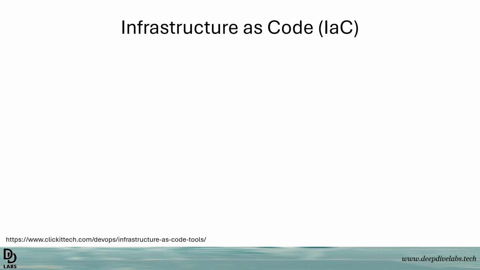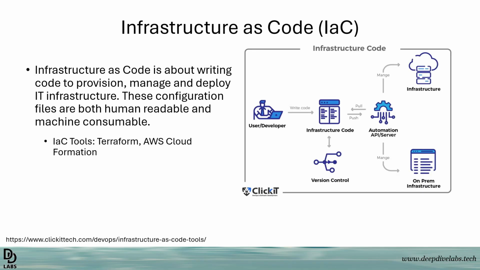So having talked about version control, now we are going to get introduced to another terminology, which is infrastructure as code, IaC. We saw how, with the evolution of software applications, the need for version control is not limited only to the application layer, but also extends to the infrastructure and data layers. Infrastructure as code is about writing code to provision, manage, and deploy IT infrastructure. This could be on the cloud, it could be on premises as well, right?